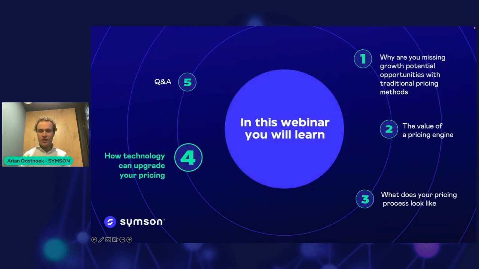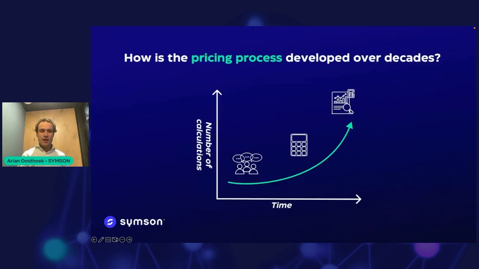We go now to the next chapter, chapter 4, how technology can upgrade your pricing. And how has pricing developed over the decades? We made the graph to give you a little bit of a timeline of how the process has developed over the past decades. A few decades ago, prices were based upon a lot of internal discussions. What could be the good price? Also, you had negotiations with customers about what is a good price.